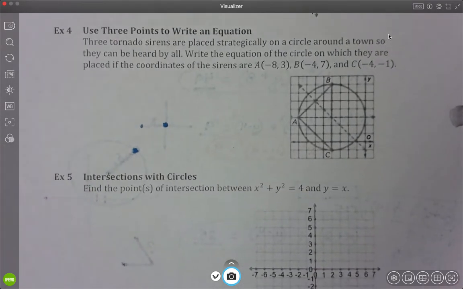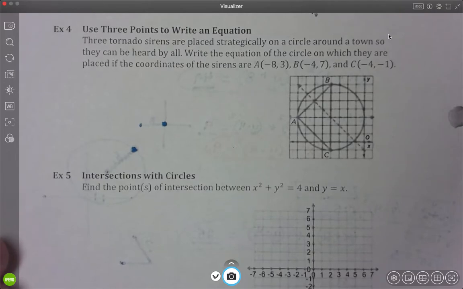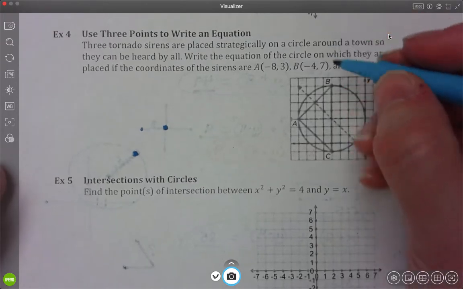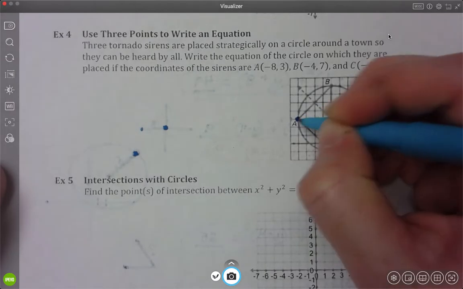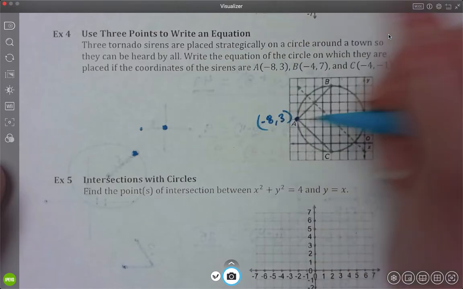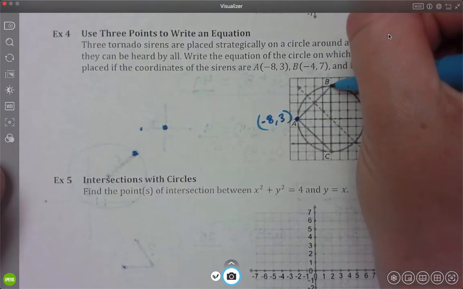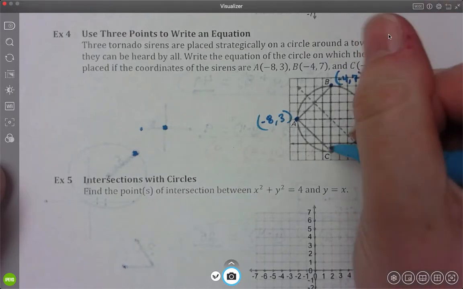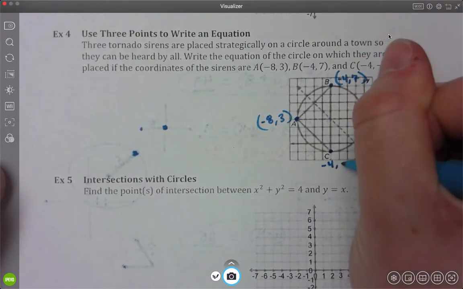Example 4, 3 tornado sirens. They've graphed these tornado sirens. They are placed strategically in a circle around a town so they can be heard by all. Write the equation of the circle on which they are placed if the coordinates of the sirens are: A is at -8, comma 3. I'm going to mark that in here. B, they've marked at -4, comma 7. And C is at -4, comma -1.